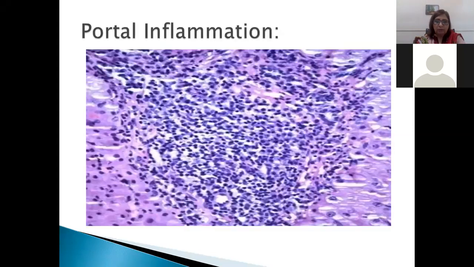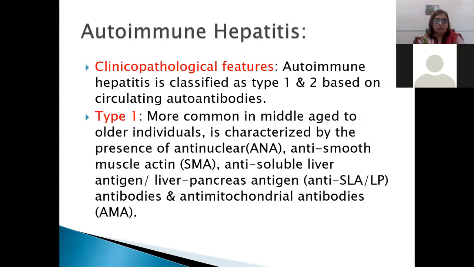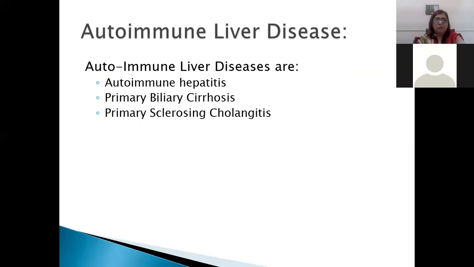So I hope autoimmune hepatitis is clear. I will go through it again. In autoimmune hepatitis, I told you there are 3 autoimmune diseases which can affect the liver. These are autoimmune hepatitis, primary biliary cirrhosis, or primary sclerosing cholangitis.